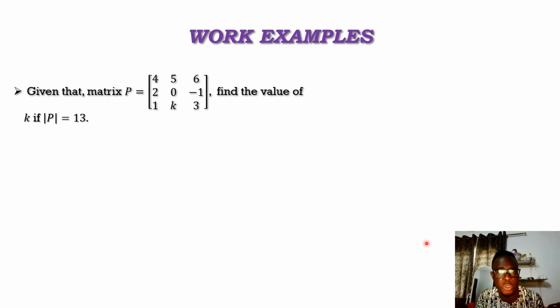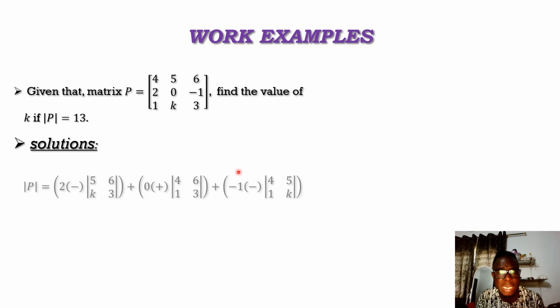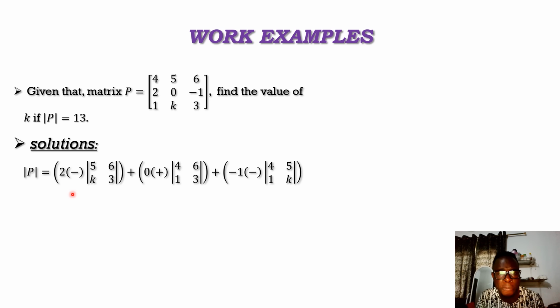Let's expand ourselves to understand an equational form of this particular 3 by 3 determinant. We should find the value of k, if the determinant of P is 13. We have to repeat the same process, which here is 2 times its cofactor times its minor. We are using the second row to find the determinant because we have a 0 entry. So here we use the 0 here, the cofactor sign is positive times its minor. The -1, the cofactor sign is negative times its minor.